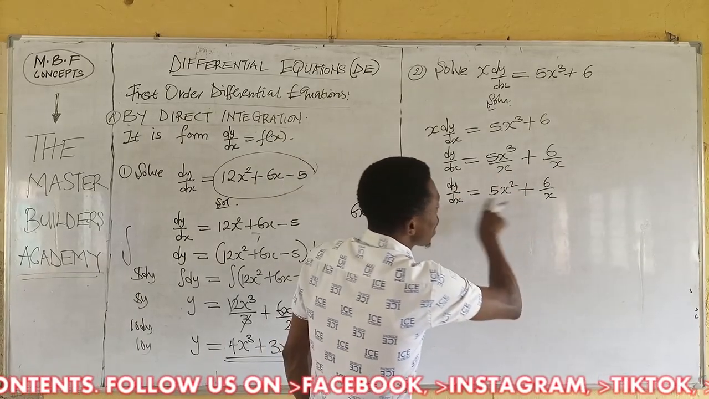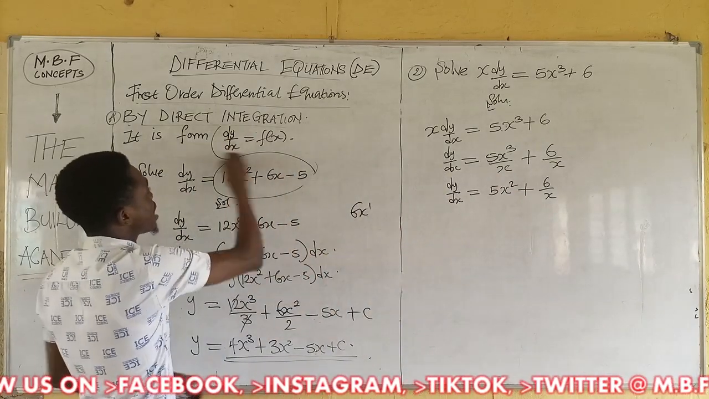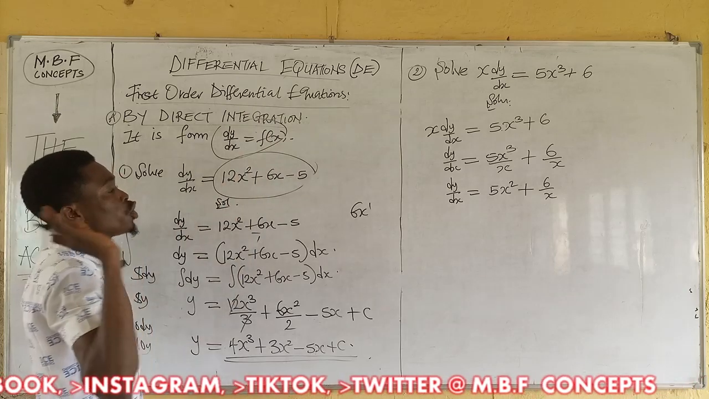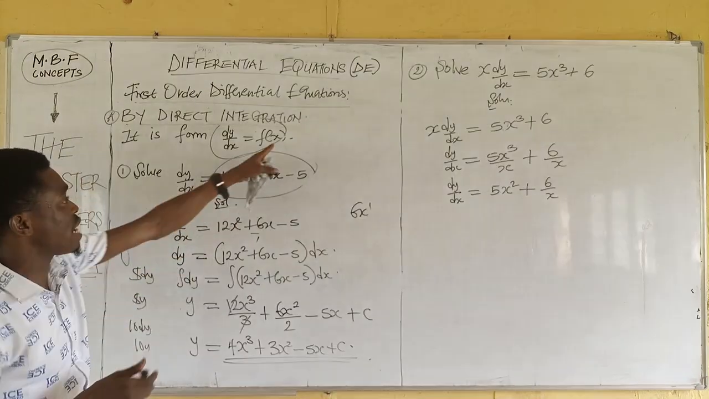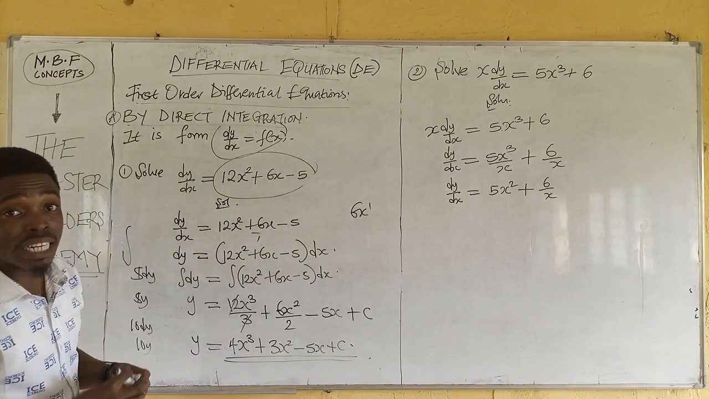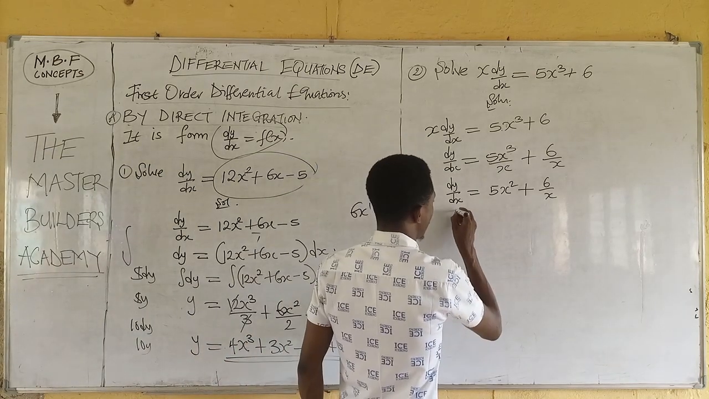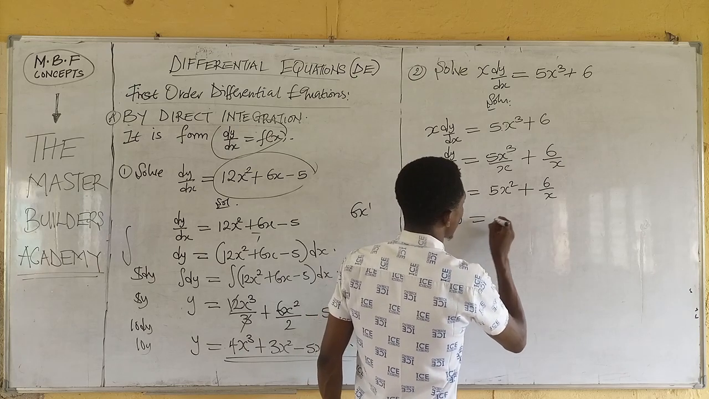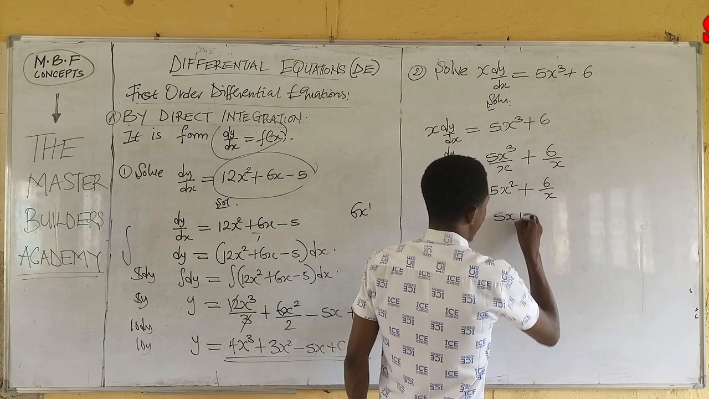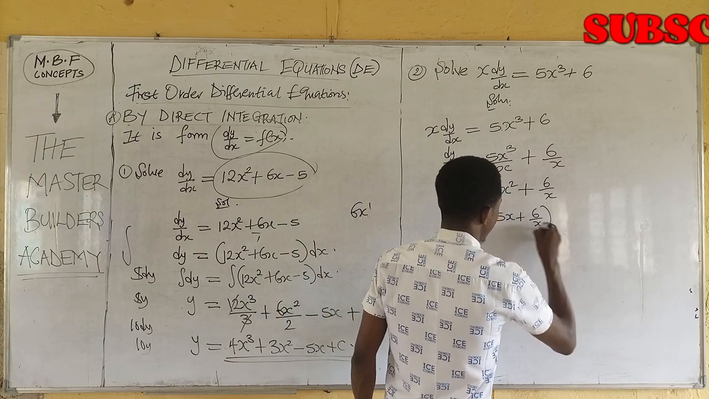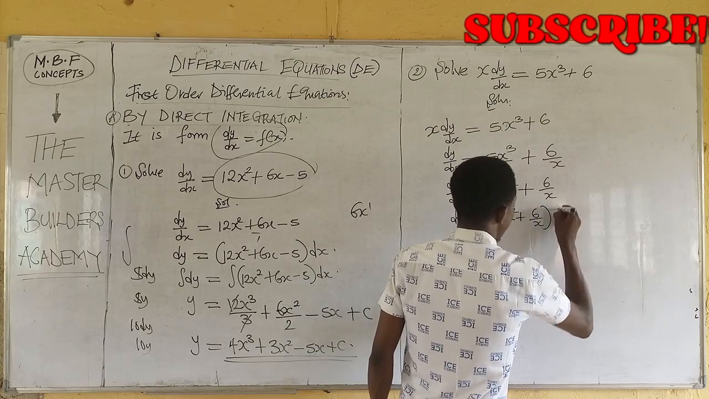All we need to do here, now that we have identified that this function looks exactly like this, that at the right hand side the only function we have there is a function of x, and at the left hand side we just have dy over dx. All we need to do is to cross multiply, and when we cross multiply we are going to have dy is equal to 5x squared plus 6 over x, dx.